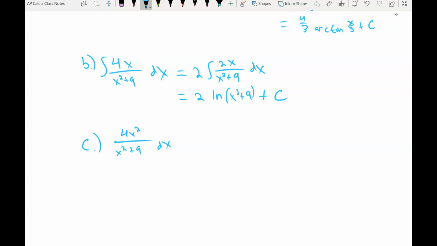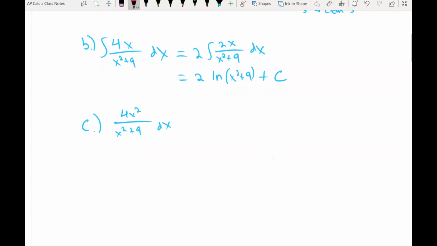Okay, now remember, when the degree of the numerator and the degree of the denominator is the same, you're going to have to do some long division. So we're going to actually perform 4x squared divided by x squared plus 9. So do some long division. We have 4x squared. We're dividing that by x squared plus 9. Well, how many times does x squared go into 4x squared? And the answer is 4.